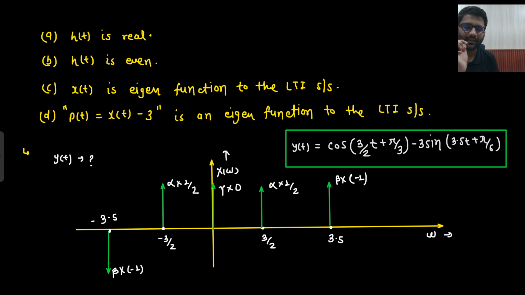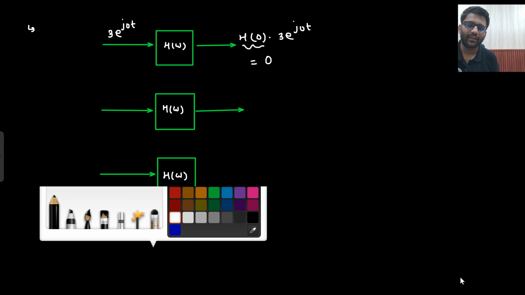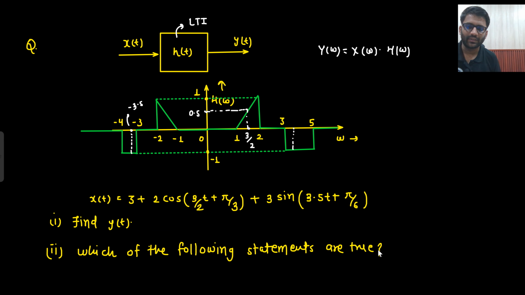And all are defined with h of omega. What is the input applied? First 3 is applied, right? 3 can be written as 3 e to the power j omega naught t with omega naught equal to 0. So what would be the output? Output will be h of 0 into 3 into e to the power j 0 t. What is the value of h of 0? That is 0 only. Right? Next, what is the input? Next input is 2 cos (3 by 2 t plus pi by 3).